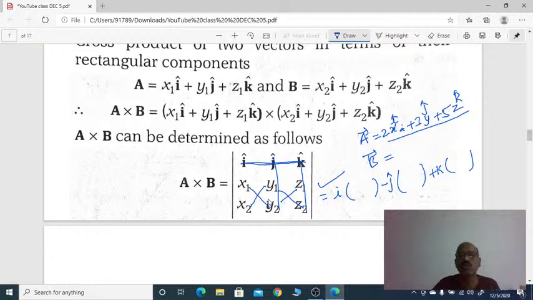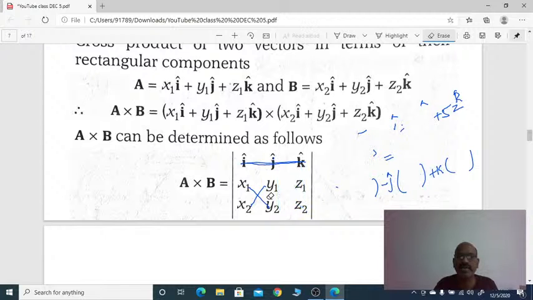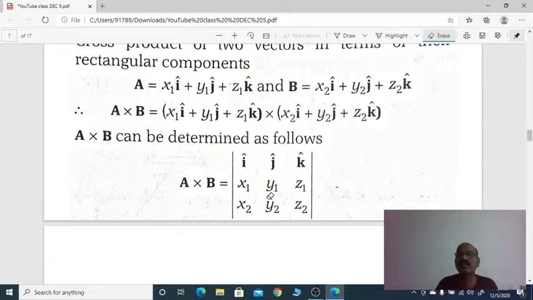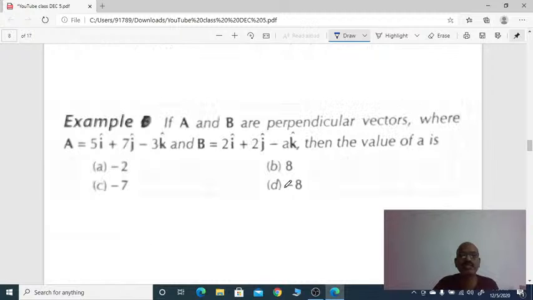Yes, let us go for the numericals now, using all we discussed, the scalar product and vector product. Let us see some of the important problems which appeared in previous year question papers. Okay, let us move to the first sum.